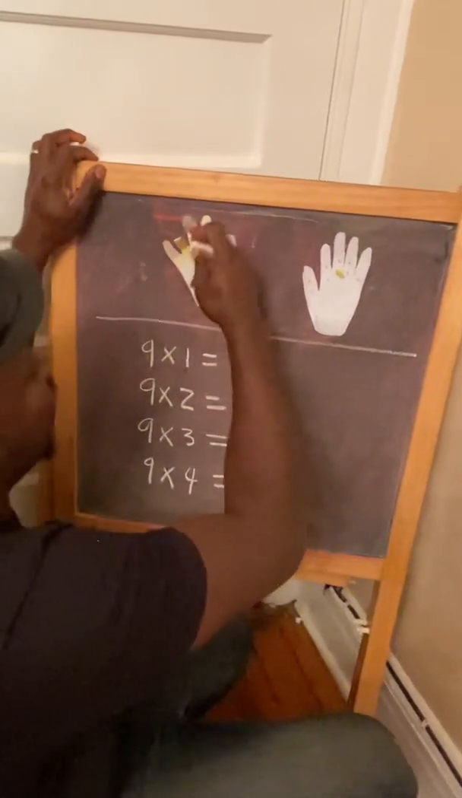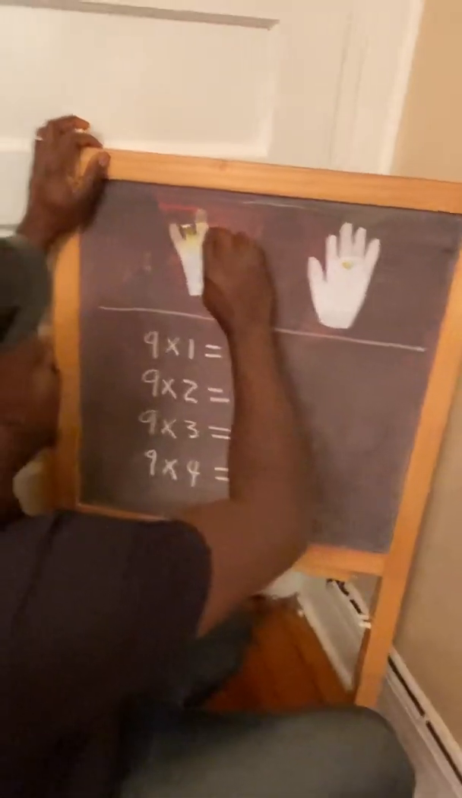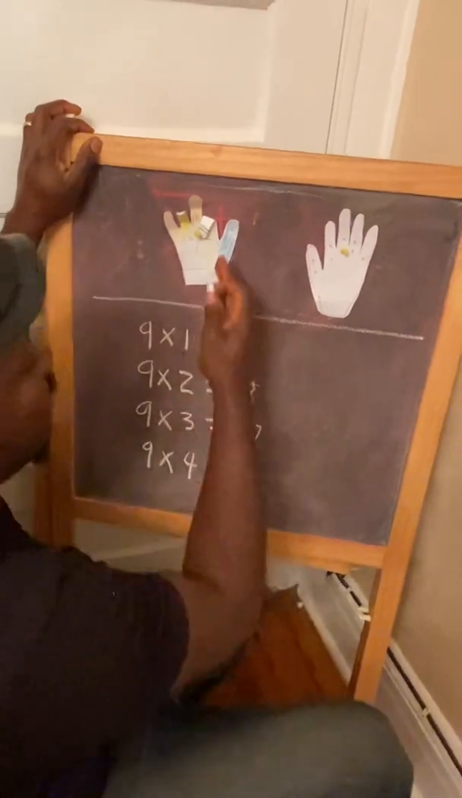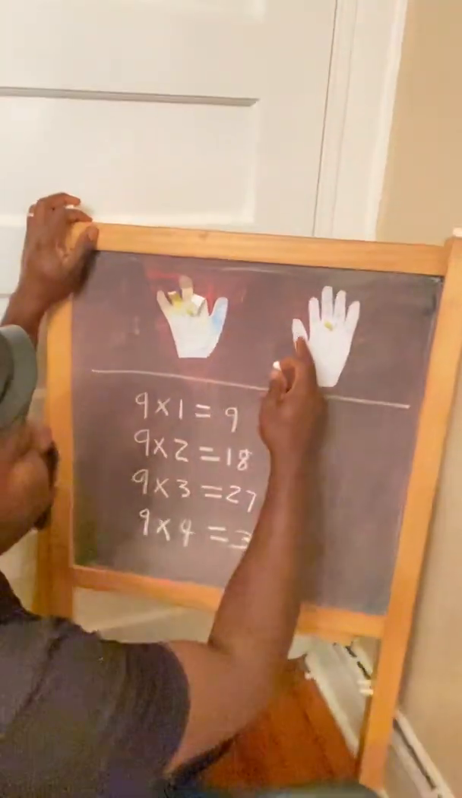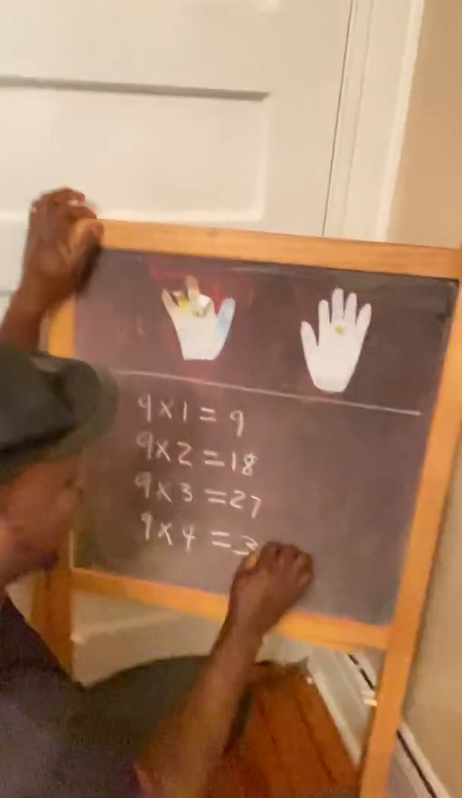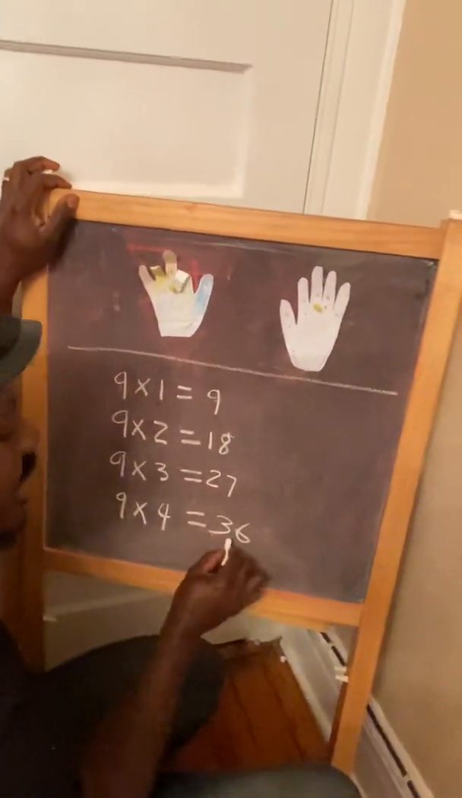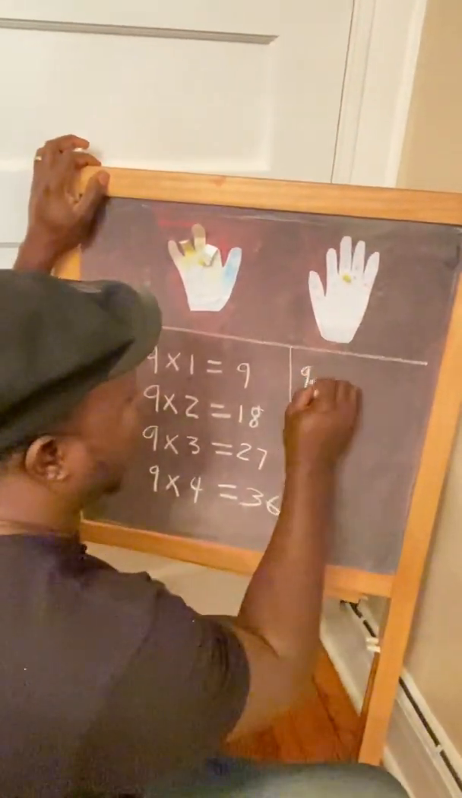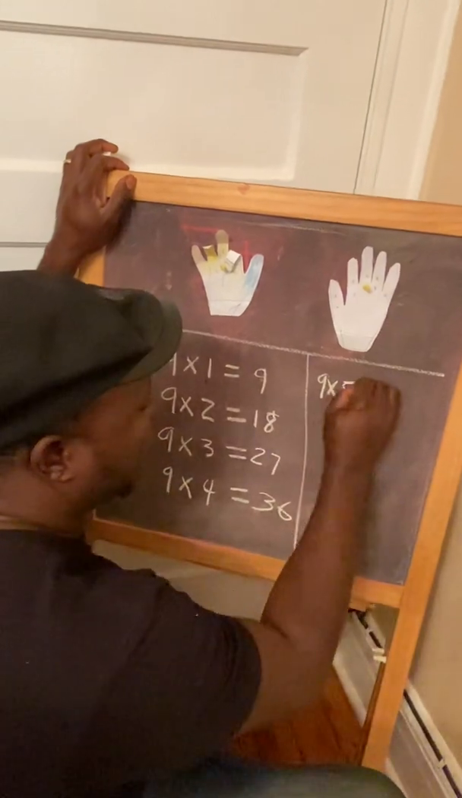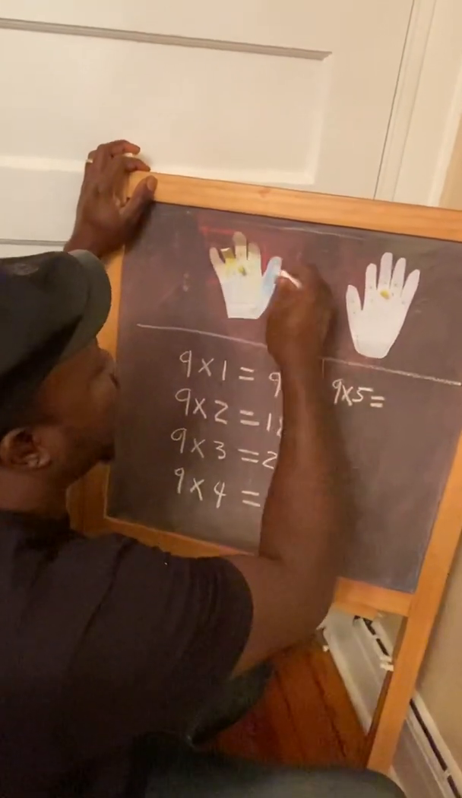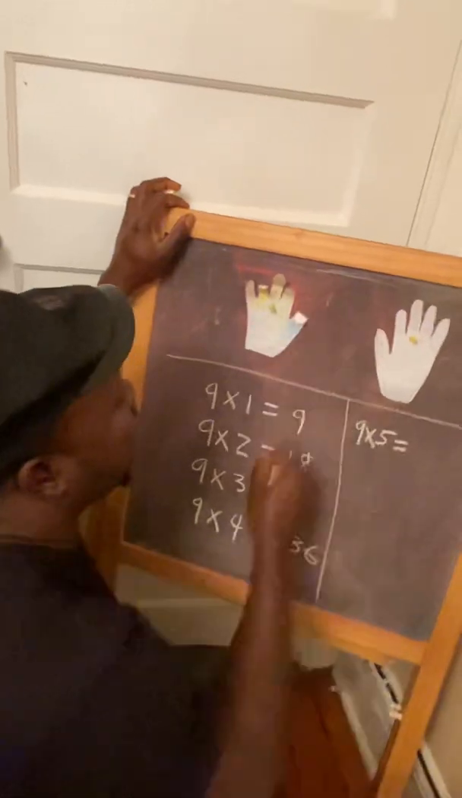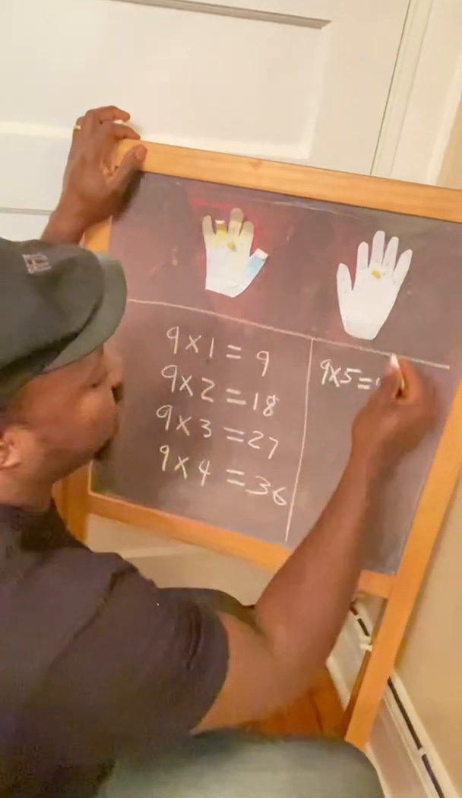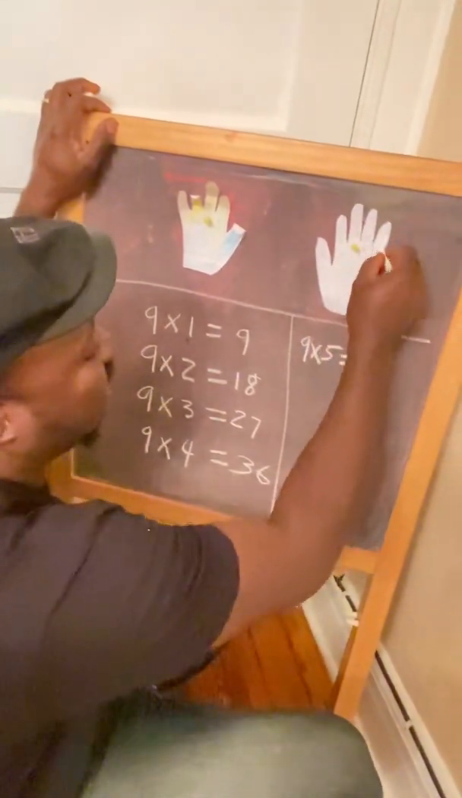We're on 4 right now. We put 4 down. How many on that side? 3. Okay, how many on that side? 1, 2, 3, 4, 5, 6. 6. If you do 9 by 4, that's 36. We're on that side now. 9 by 5. We're on 5 now. Okay. How many on that side? 4. How many on that side? 1, 2, 3, 4, 5.